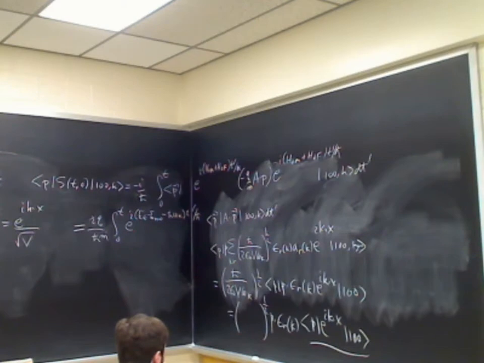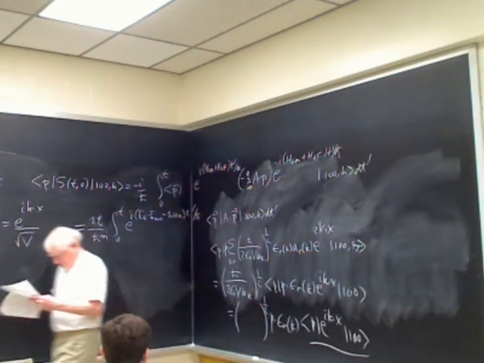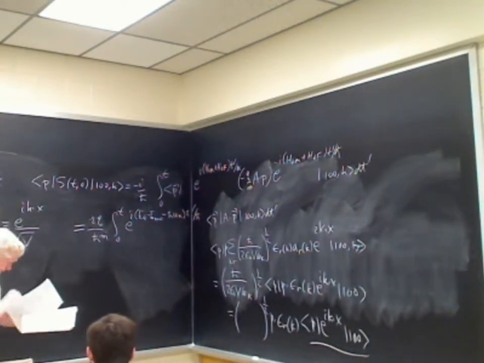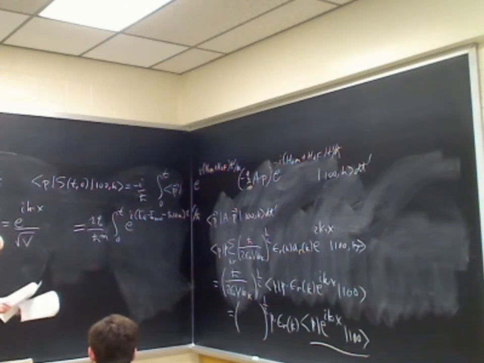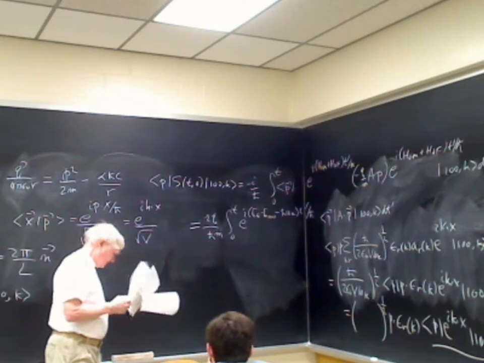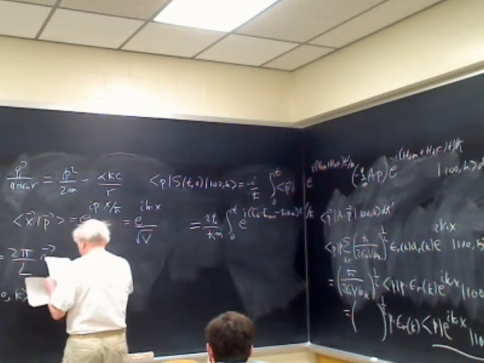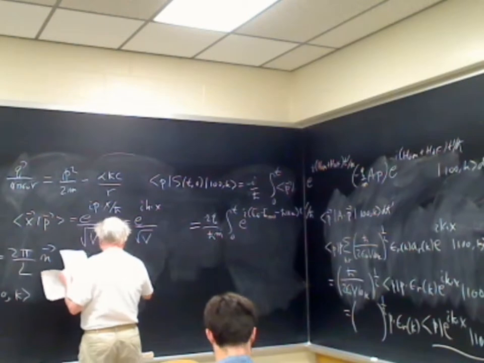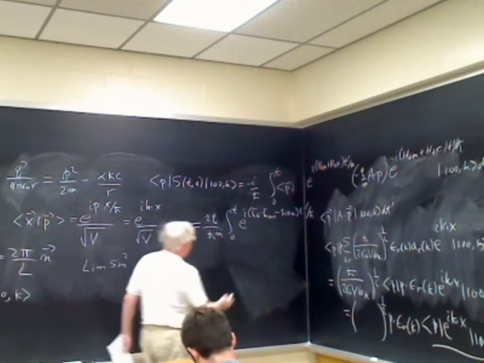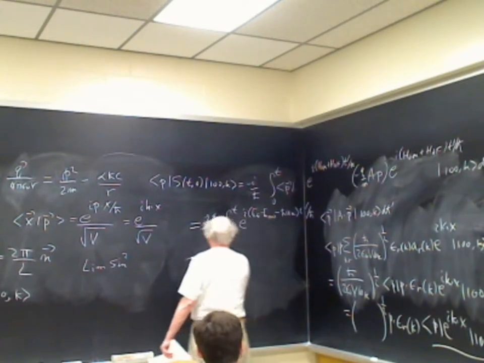Before we compute that, let me use this clean bit of blackboard here to remind ourselves of the delta function relation. I always keep forgetting this. So we have the limit of sine squared. Let's just say that when we integrate this thing, in fact, let me just do the integral.